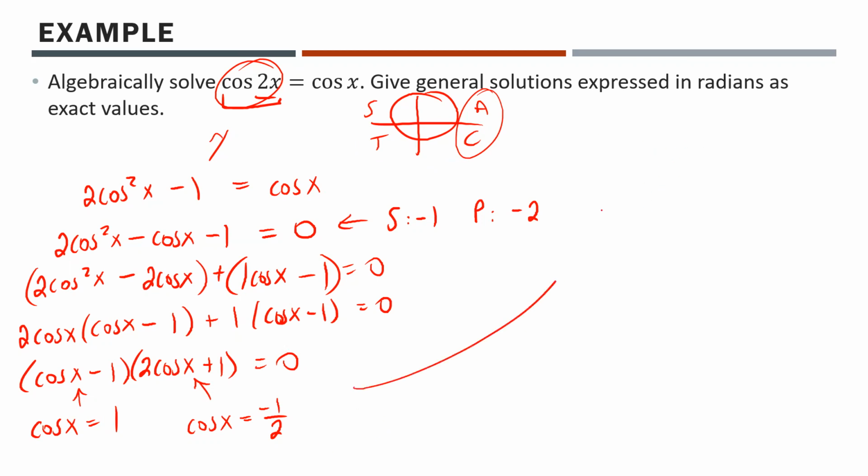So from there, we'll just go over here. We can say that x is going to equal 0 radians. That's going to be for sure our only solution for that first piece. That's it. Now, as for cos x equals -1/2, you have some options.